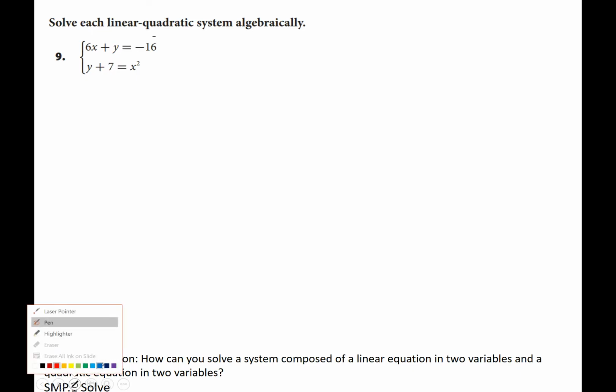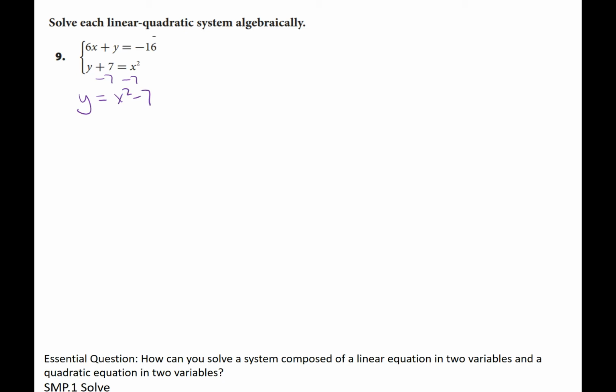Okay. So we're solving these by using substitution. So I need to solve one of them for y. Honestly, it does not matter which one. I'm going to choose to solve this second one for y, so I'm going to subtract 7 from both sides. So you've got y equals x squared minus 7. I'm going to now take that one, and I'm going to substitute it into the other equation for y.